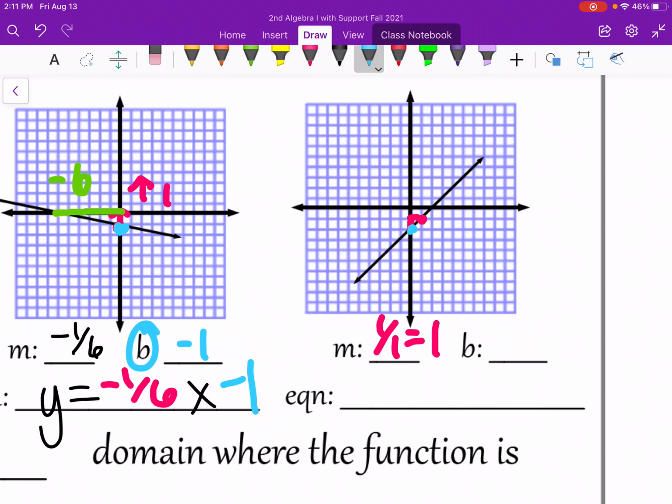B is my y-intercept, and here it's at negative 2, right? These are all of my negative numbers, so it's negative 2. So my equation is y equals 1x, or you can just say x, minus 2. I'm not going to talk right now about the domain where the function is positive or negative. We're just going to talk about graphing these.